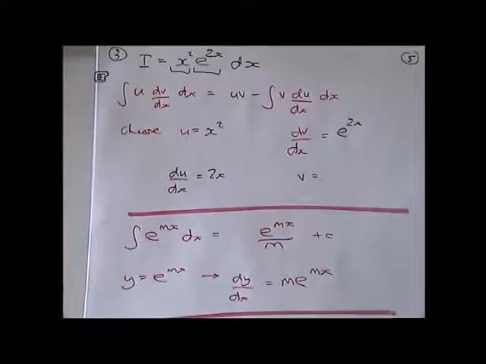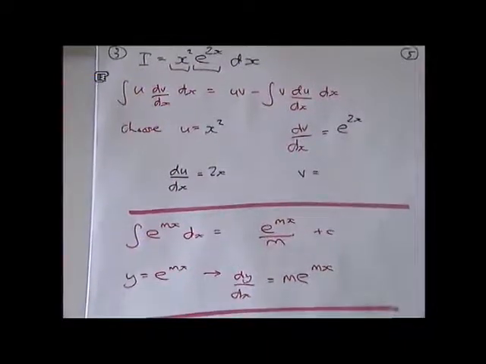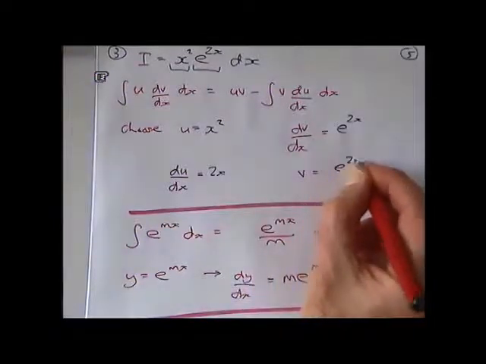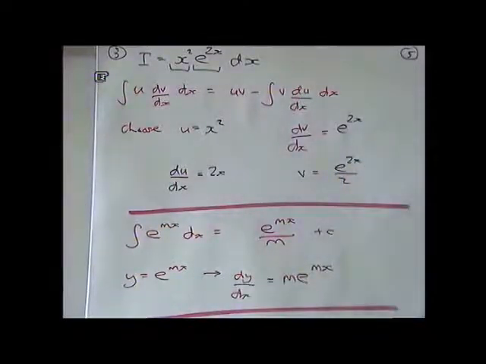Okay, from there. So with that information, what will my v be up here? E to the 2x over 2. Yep, thank you. E to the 2x over 2. Okay?